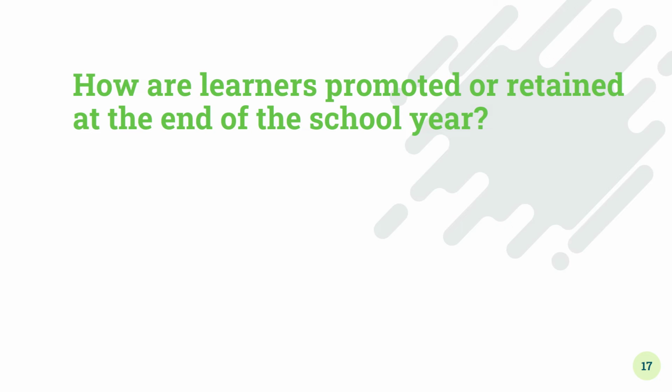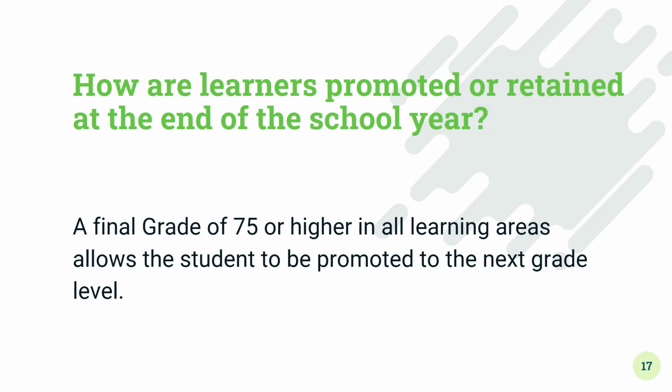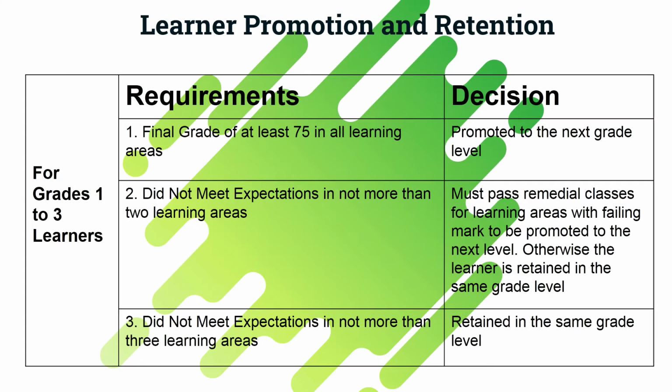How are learners promoted or retained at the end of the school year? As a general policy, a final grade of 75 in all learning areas allows the student to be promoted to the next grade level. These are the requirements and decisions for the learner's promotion and retention. For grades 1 to 3, the first requirement is a final grade of at least 75 in all learning areas. The decision is promoted to the next grade level.